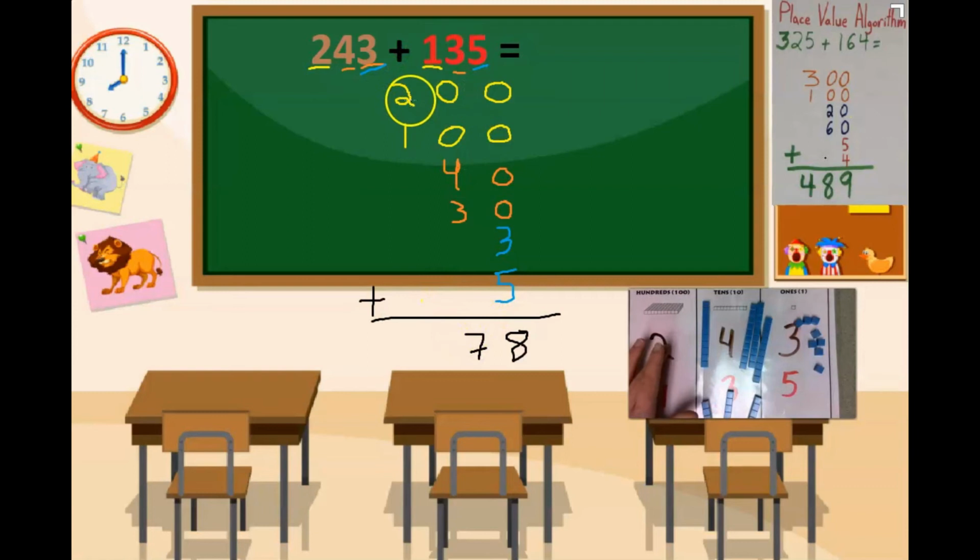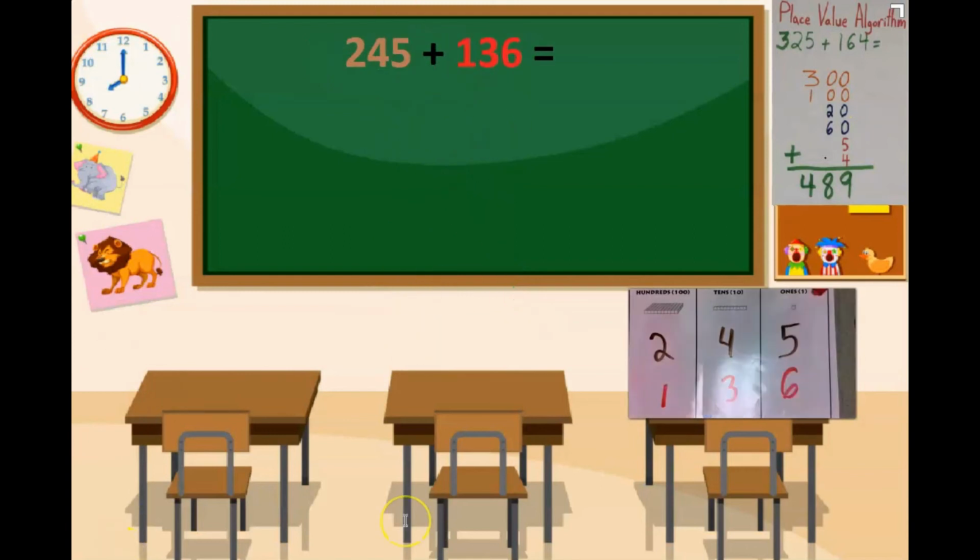Finally, let's go to the hundreds. We have 2 and 1, but it's not 2 and 1, it's 200 plus 100. 200 plus 100 is how many hundreds? 300. This time we're going to do some regrouping. So we have 245 plus 136.